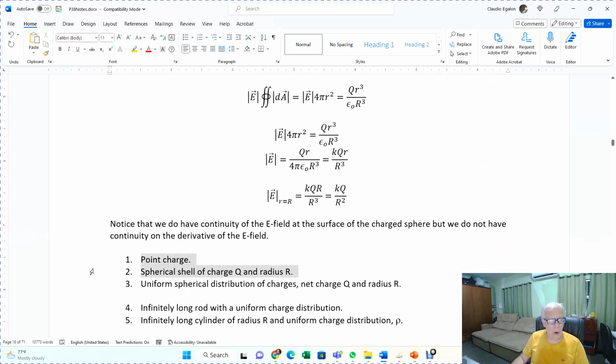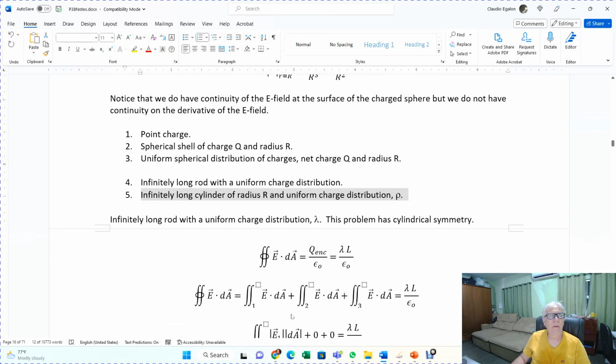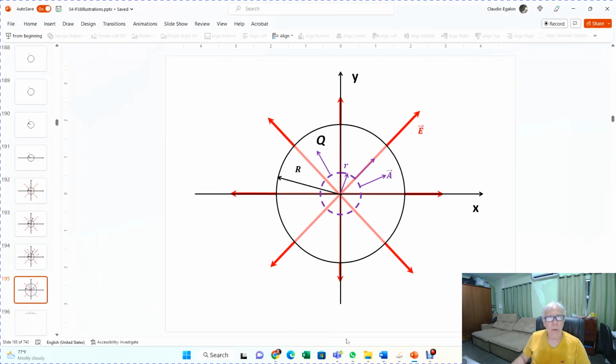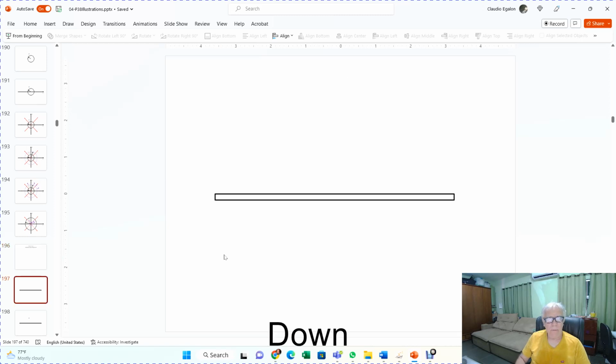Okay, so we did all those examples: point charge, spherical shell, and uniform spherical distribution of charges. What we have to do now are the infinitely long rod with the uniform charge distribution and an infinitely long cylinder of radius r. Let's do that. Infinitely long rod with a uniform charge distribution. The geometric figure looks just like that. It's a one-dimensional rod. It's very thin compared to the dimensions involved, and it's very long as well.